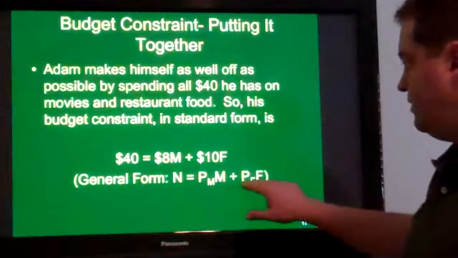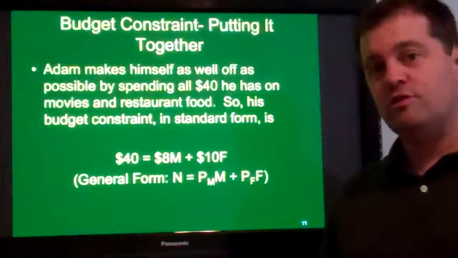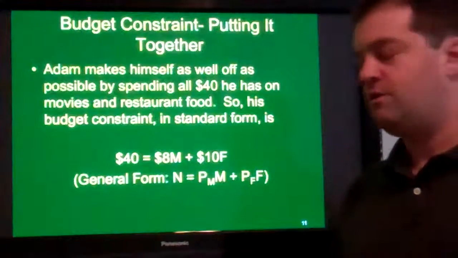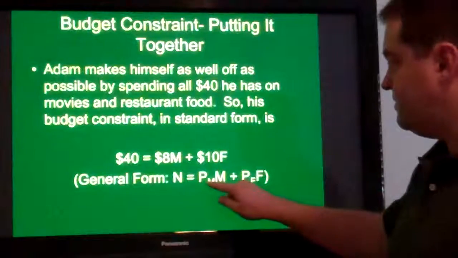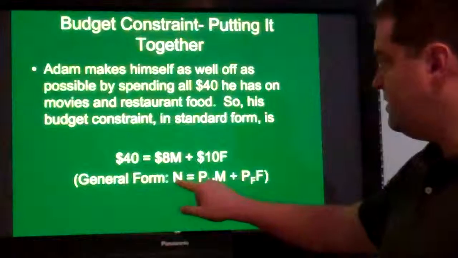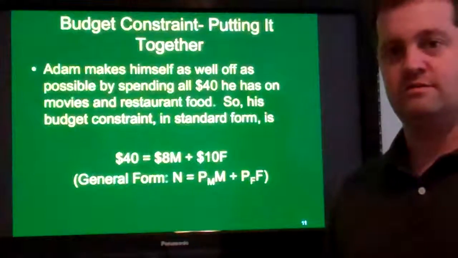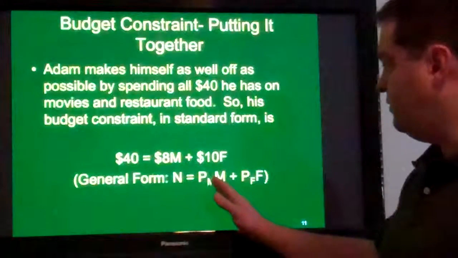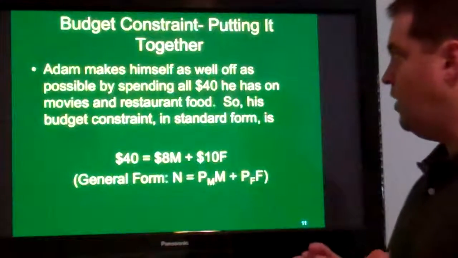So in general, here's our form right here. And that should look a lot like a standard form linear equation, right? AX is right here, BY is right here, and N is the C part, right? So C equals AX plus BY.